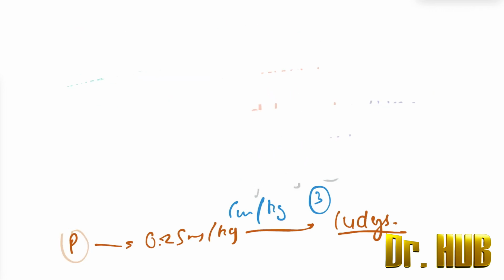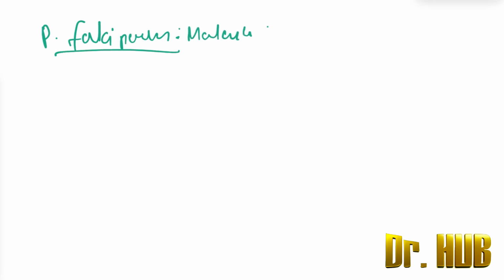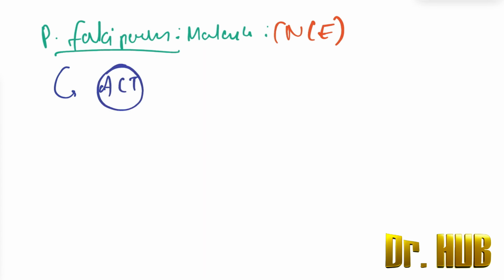Next, this is for the Plasmodium vivax. Then we look at the Plasmodium falciparum. In terms of Plasmodium falciparum malaria, this is mainly found in the northeast states. And what is the drug of choice? The drug of choice is ACT-AL. It stands for artemisinin based combination therapy as well as artemether-lumefantrine.